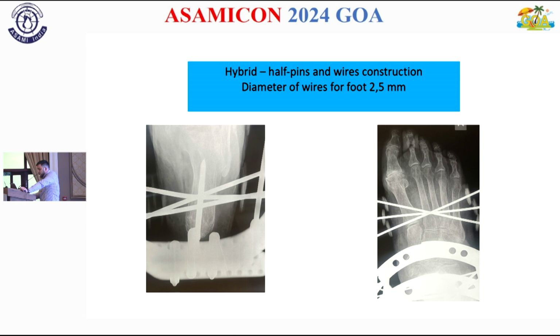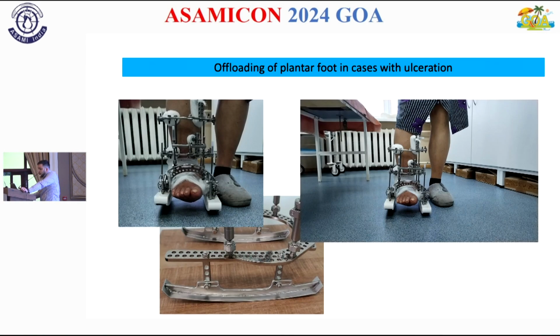Variants of the hybrid half pins and wires construction on the calcaneum. And very important, in cases where the patient has a high body weight, we try to use 2.5 millimeter wires. It's very important for safe, stable fixation of the ring. And here is a view of how we used offloading of the plantar foot in cases with ulceration on the plantar surface.